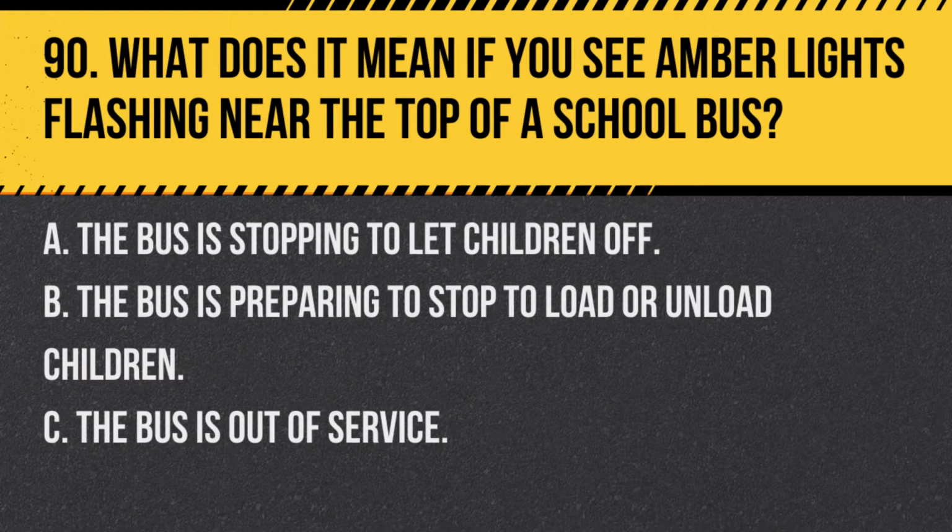Question 90. What does it mean if you see amber lights flashing near the top of a school bus? A. The bus is stopping to let children off. B. The bus is preparing to stop to load or unload children. C. The bus is out of service.